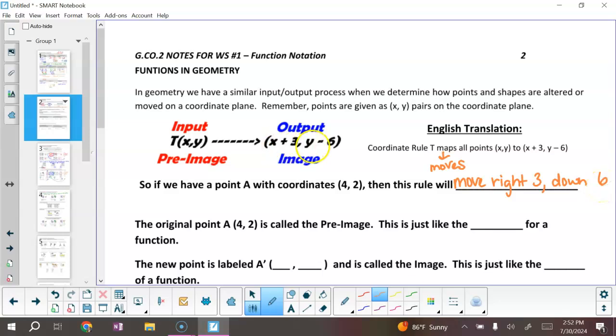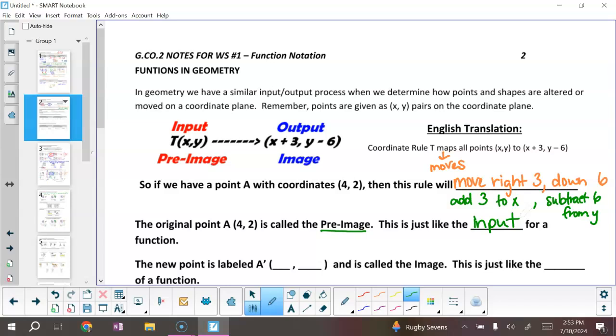So like what we see up here, when you move right 3, that means that you're adding 3 to your x. And when you go down 6, you subtract 6 from your y. That point 4, 2, would be called your pre-image point, because that would be where we started. And this is just like the input. So right here you can write input. That's just like the input that we saw for our function. The original points are what we put into our coordinate rule.